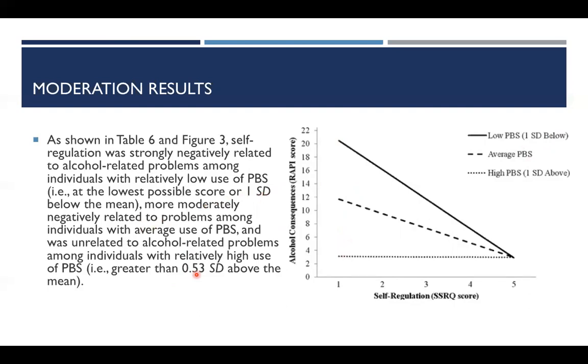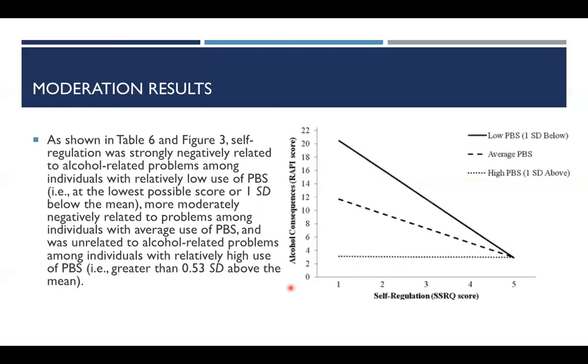So what you can see here is that for the people who are highest in self-regulation, they're fine. They don't have any negative consequences from their alcohol consumption, regardless of how much PBS they have. It's the people who are low in self-regulation where the PBS really is helping them. So as you can see here, as they explained using the line approach, the people who have low PBS have fewer consequences the more self-regulation they have.